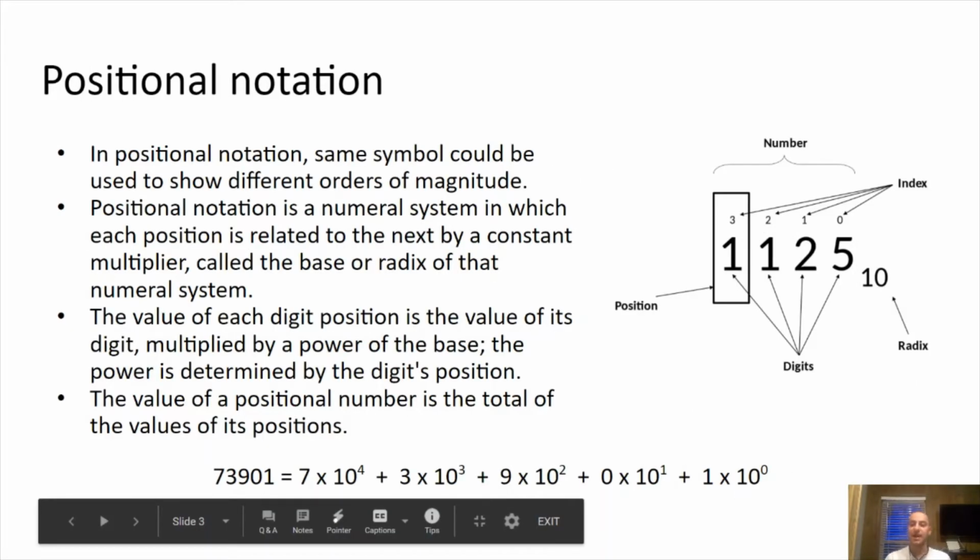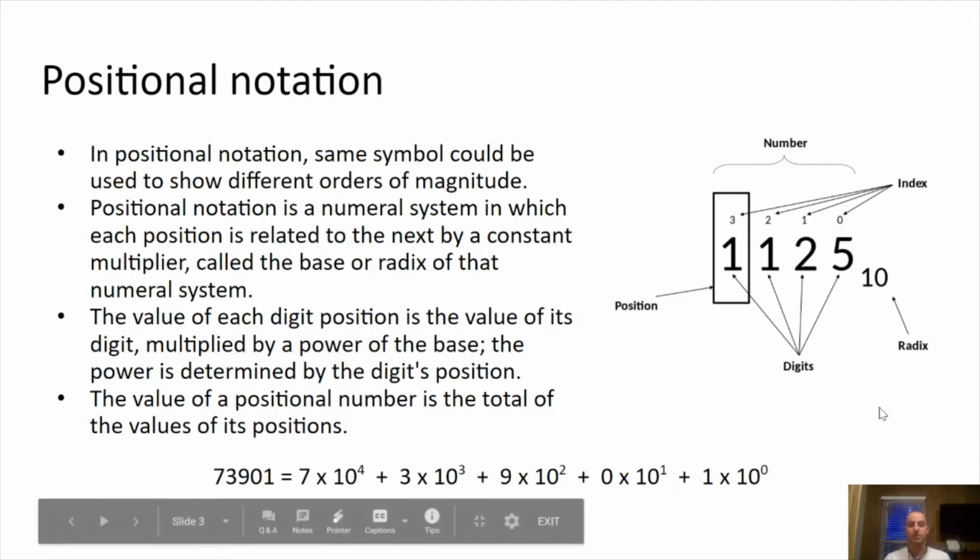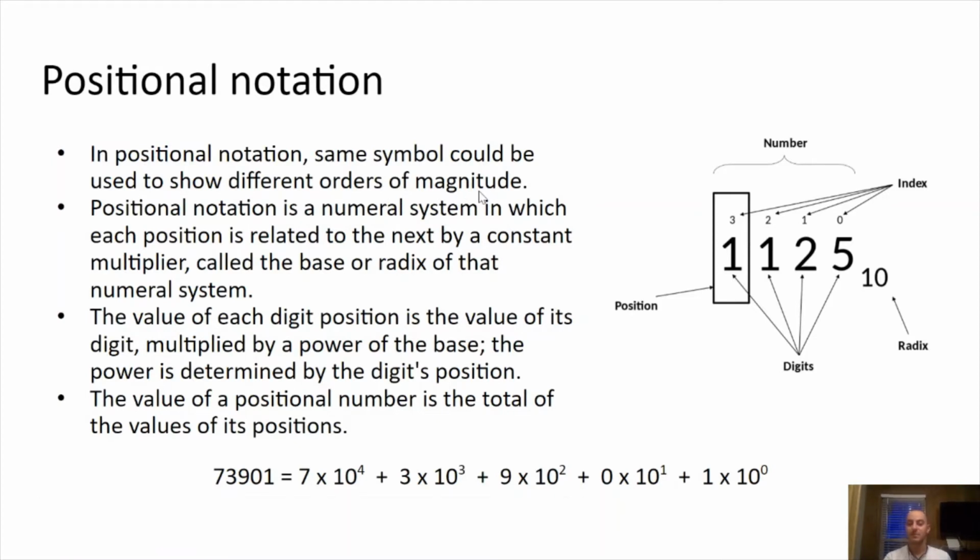Another concept that is important to know, which we are already familiar with, is positional notation. In positional notation, the same symbol can be used to show different orders of magnitude. What does that mean? For example, this digit 1 is a symbol, and depending on the position where this digit appears, it has a different value. In the first position it's 1, and in the next ones it's 10, 100, and 1,000. That's the idea of positional notation.